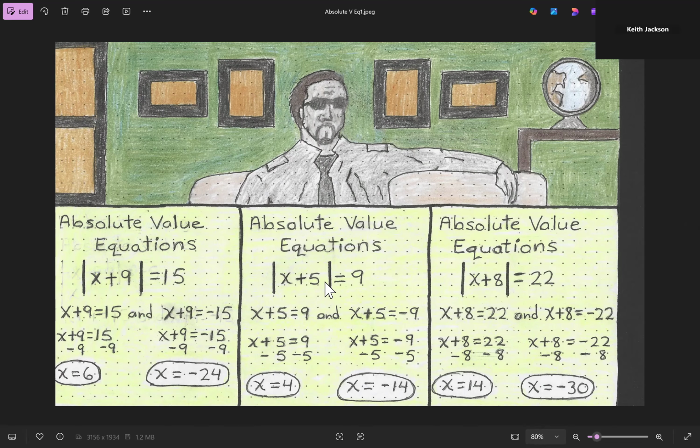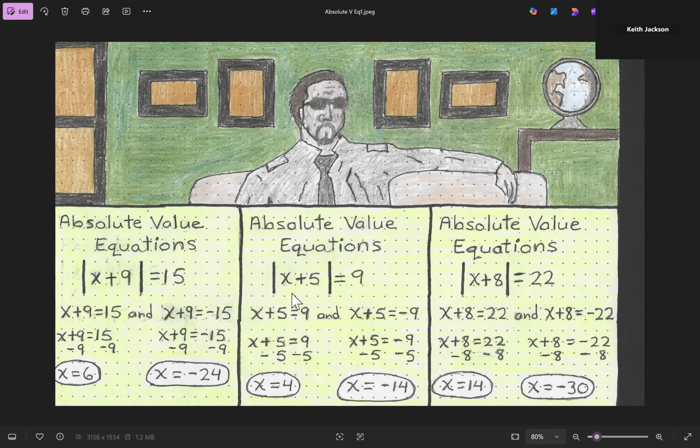And let's move on to the second big example in which we have the absolute value of x plus 5 is equal to 9. Working with our two scenarios, we have x plus 5 is equal to 9 and x plus 5 is equal to negative 9. Going back to the first scenario, all we're going to do is just subtract 5 from both sides, and we know that these two 5s cancel themselves out, and 9 minus 5 would give us 4, and x is equal to 4.